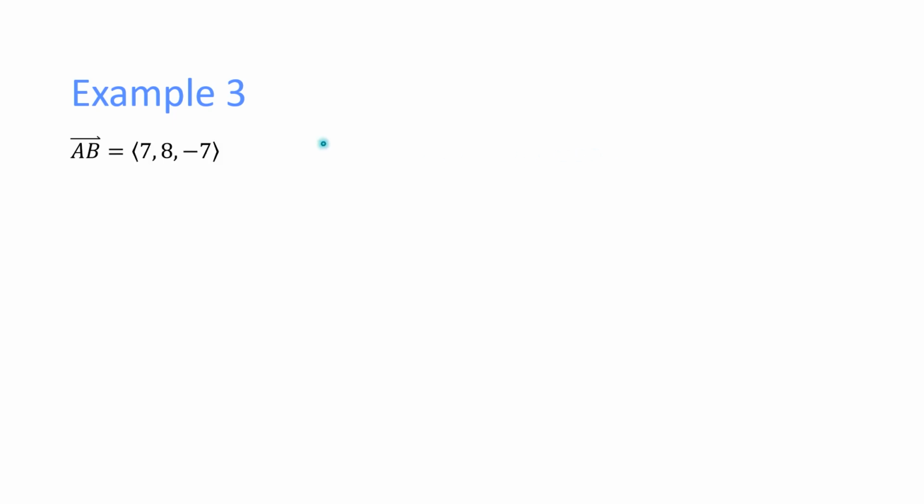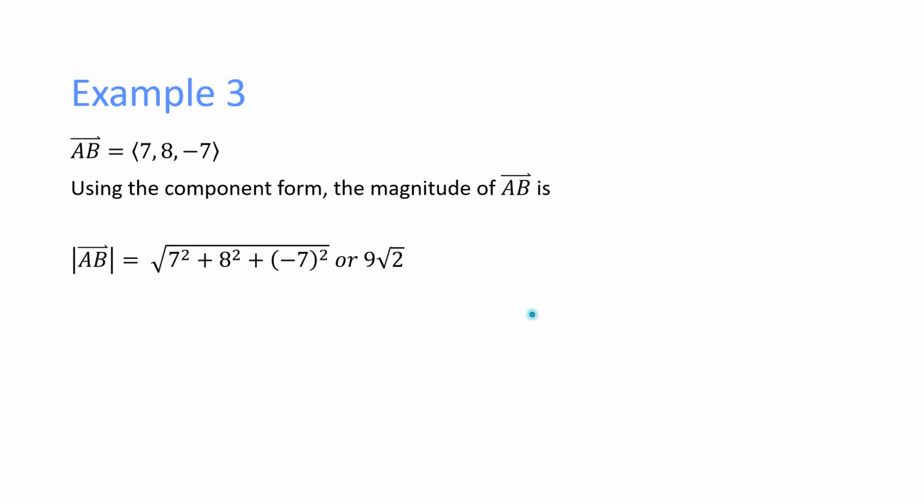Having worked out the component form, we are going to use this information and then find the magnitude of vector AB. The magnitude of vector AB is the square root of 7 squared plus 8 squared plus -7 squared. You can see where the numbers 7, 8 and -7 have come from if you have a closer look at the component form, and this is equivalent to 9 root 2.